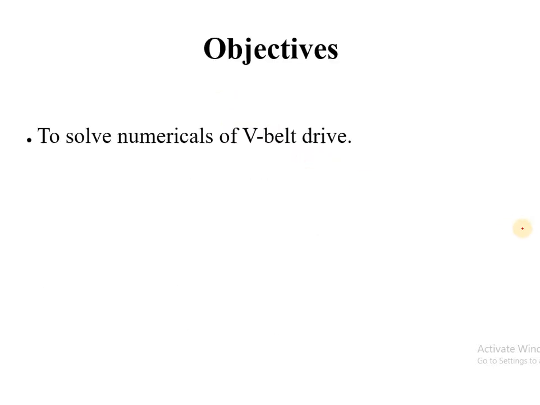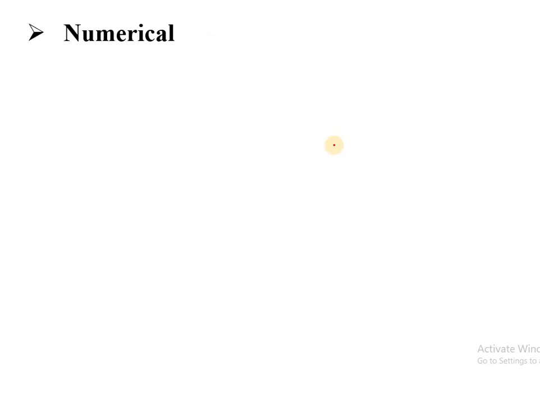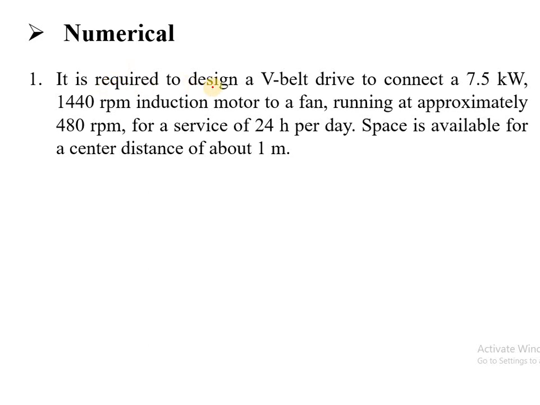So the objective of this video is to solve the numerical on V-belt drive, as we have discussed the design procedure in the previous video. First numerical is: it is required to design a V-belt drive to connect a 7.5 kilowatt, 1440 rpm induction motor to a fan running approximately at 480 rpm for a service of 24 hours per day. Space is available for a center distance of about 1 meter.